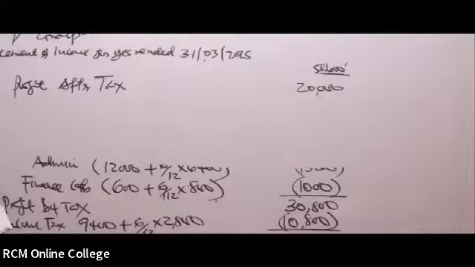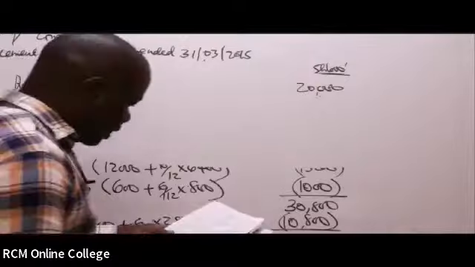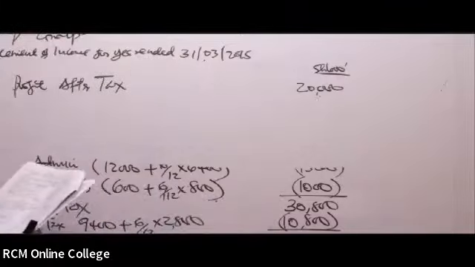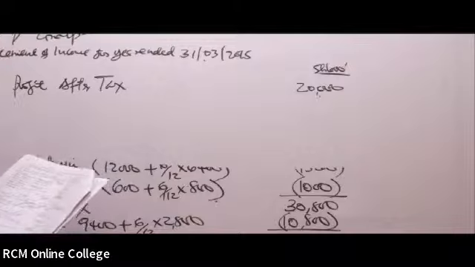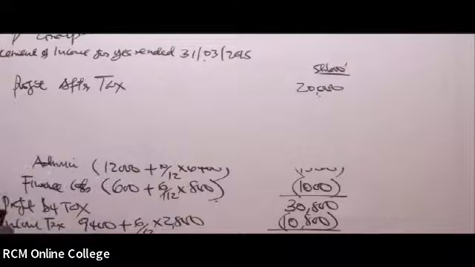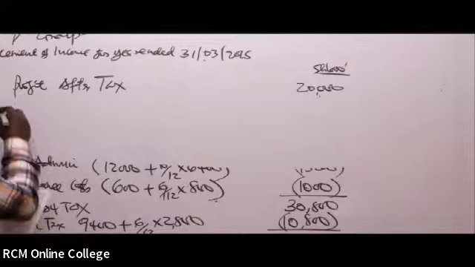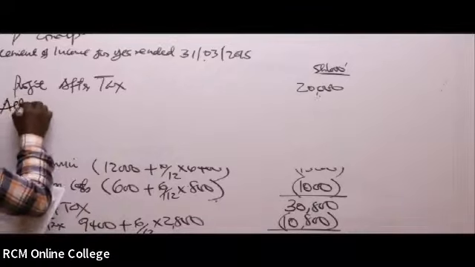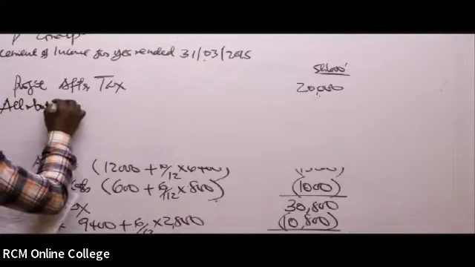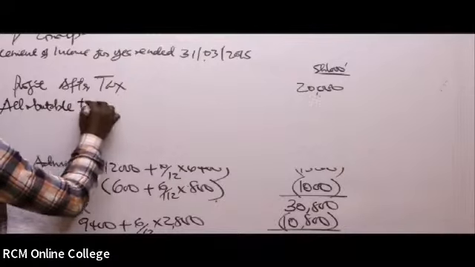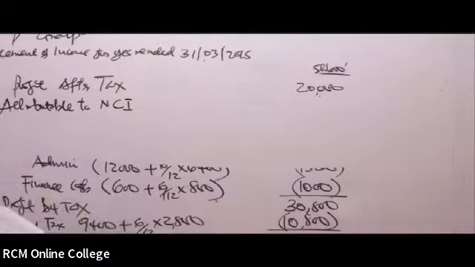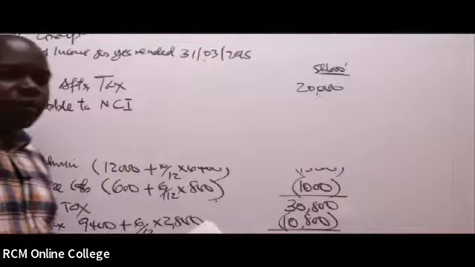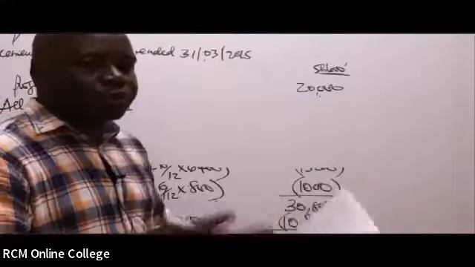Then of these profits, we have in this case a profit after tax of how much? 20 million. So in this case we can get the profits attributable to non-controlling interest. Non-controlling interest, I've already explained in detail. They are the minority, the ones who don't have a major stake or control of the company.